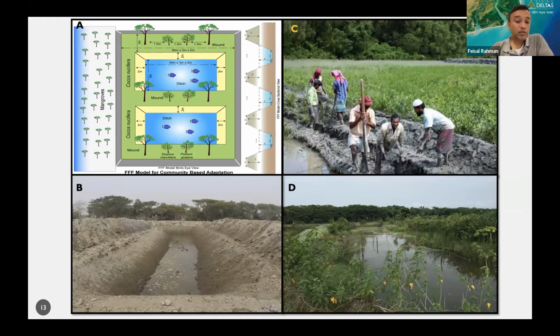Panel B basically shows how the dikes looked while they were being constructed. Panel C shows the community members participating in the construction process. And D is how a completed project looked, and this is about 4 or 5 years after the project was completed.